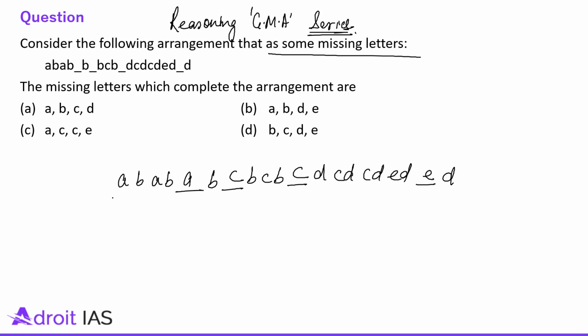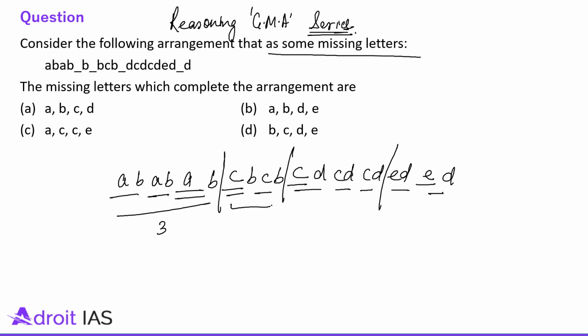See everyone, the pattern is what? A, B, A, B, A, B, then C, B, C, B, and then C, D, C, D, C, D, and then E, D, E, D. So 3 A, B, then 2 C, B, then 3 C, D, and then 2 E, D. This is the kind of pattern: A, B, A, B, A, B, C, B, C, B, C, D, C, D, C, D, and then E, D.